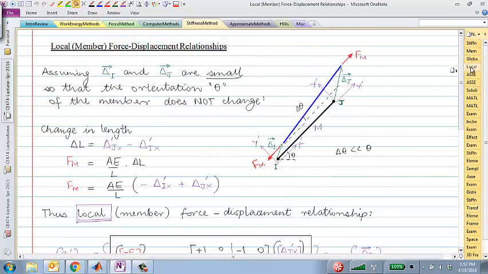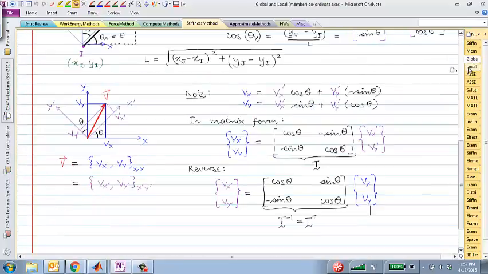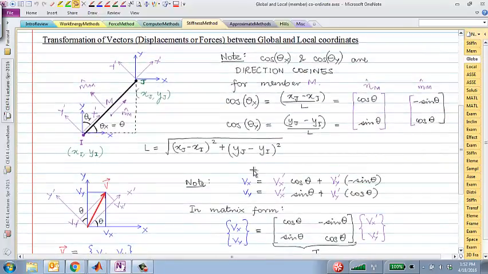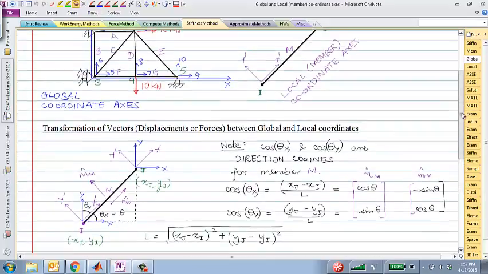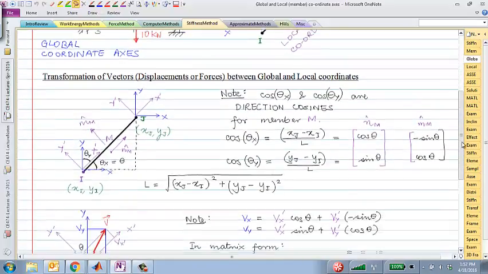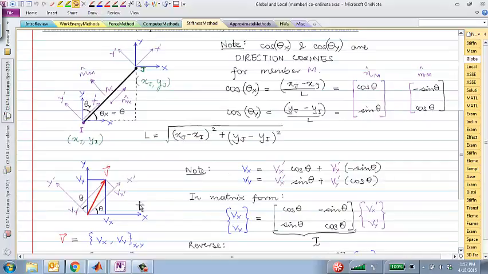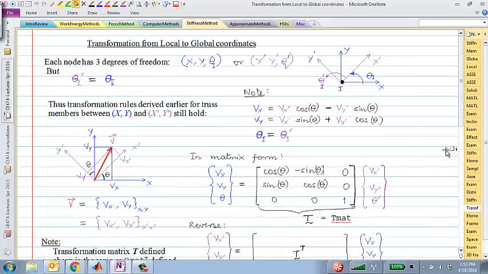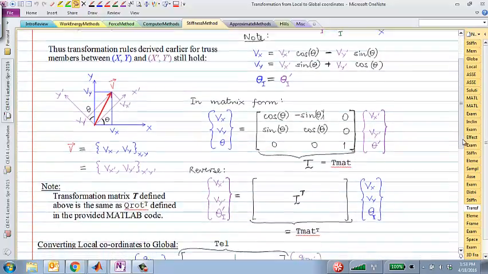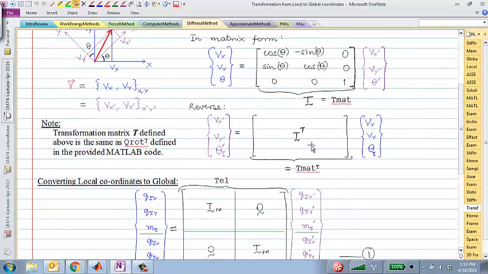Let's see if I can pull that up here. These two equations that we discussed for the truss problems long back, right? These two equations are exactly the same. We've just added a third, theta I and theta I prime. And what that means is that we'd have to add a row and column to our transformation matrix. This is what I call T-mat in the code. And of course, the inverse relationship is with T transpose.